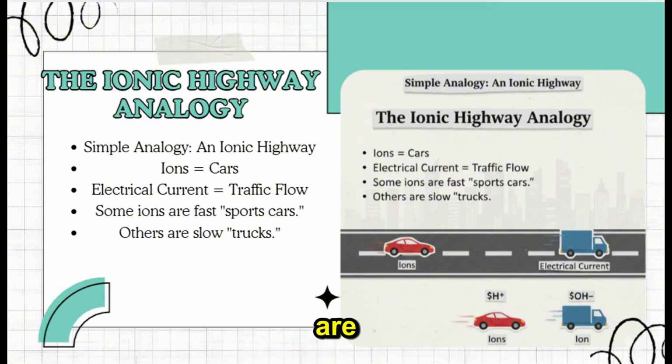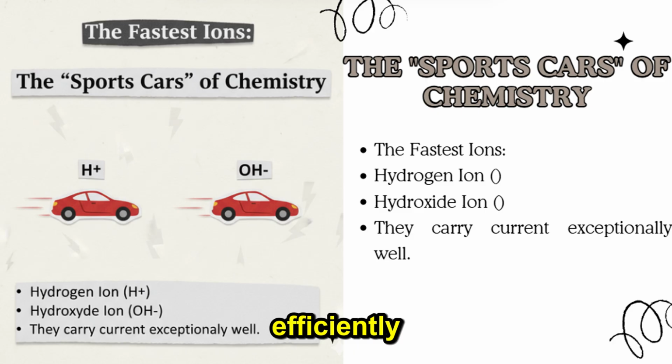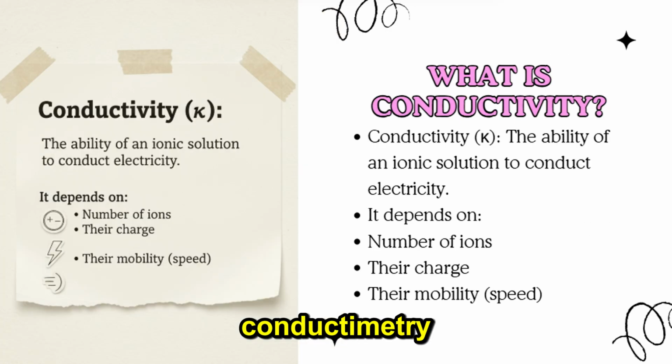Now, not all cars are the same. Some ions are like super fast sports cars. They zip through the solution carrying a lot of current. Others are like slow, heavy trucks. They move, but not very efficiently. The two fastest sports cars in chemistry are the hydrogen ion, H+, and the hydroxide ion, OH-. They are exceptionally good at carrying current. Most other ions, like sodium, Na+, and chloride, Cl-, are the slow trucks. Conductometry is simply the act of measuring the total traffic flow on this ionic highway.